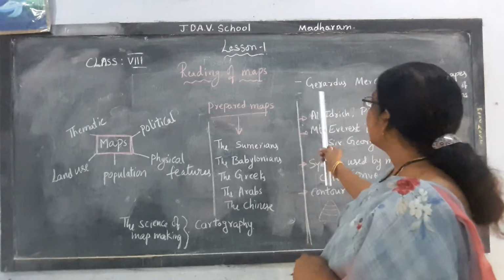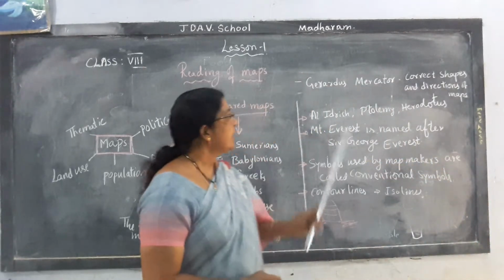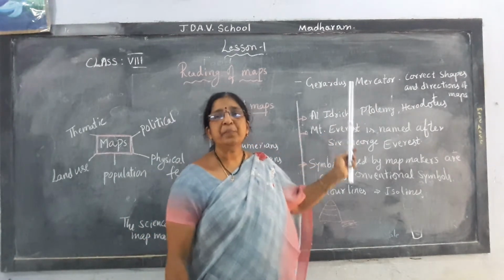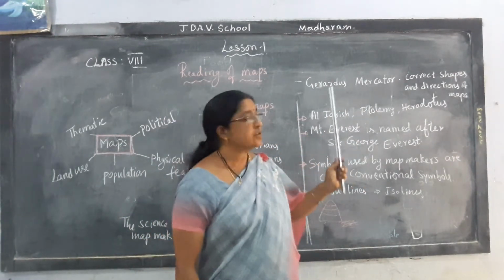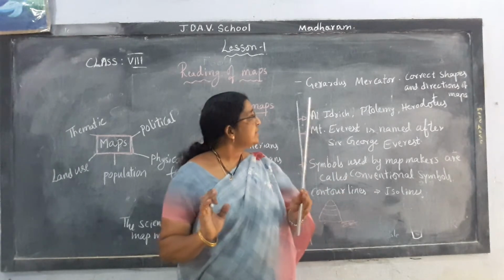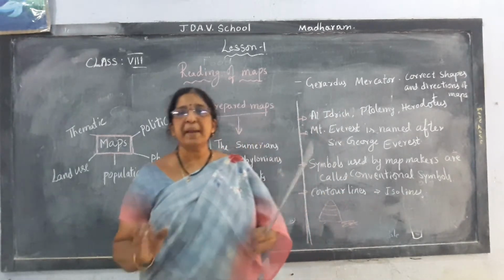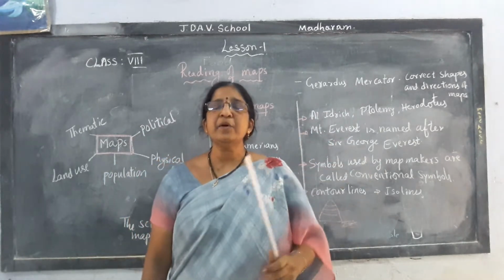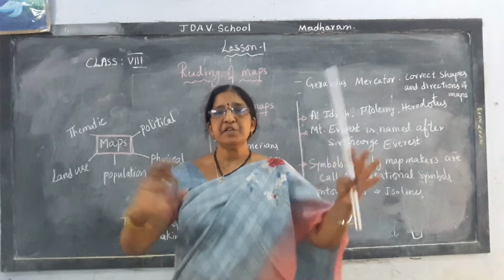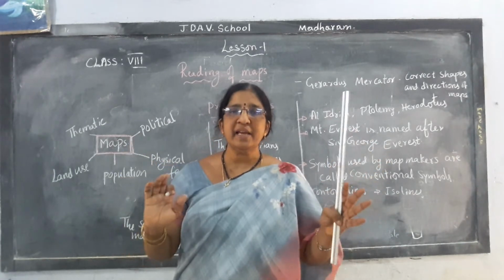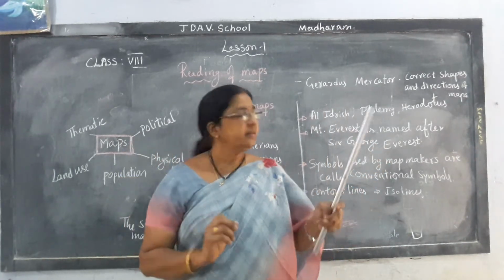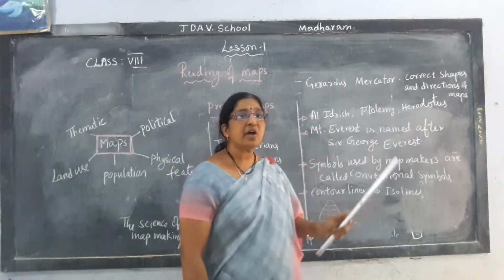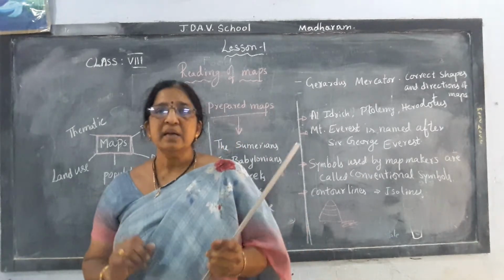And next, the important people who explored: Gerardus Mercator. These two people found the correct shapes and directions of the maps. These are the main important people. They found which direction the countries were lying in, and what the shape of each country is. And next, Al-Idrisi, Ptolemy and Herodotus are also important people who prepared maps.